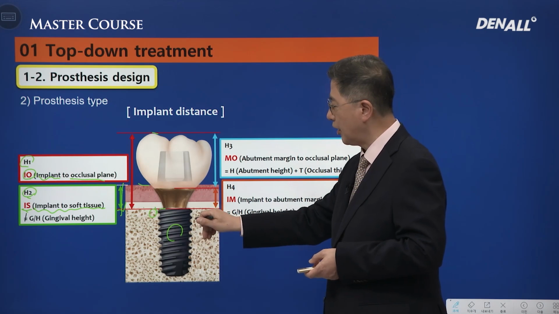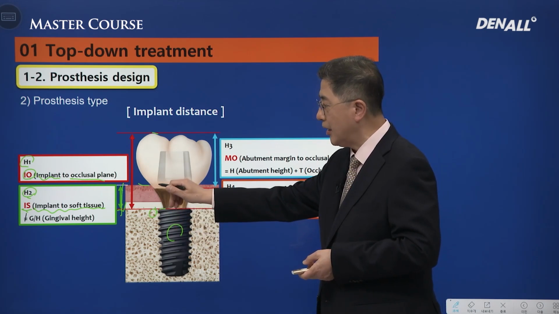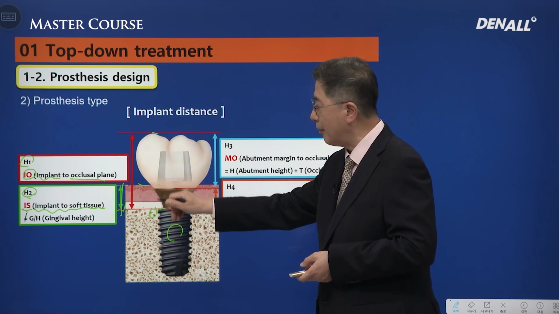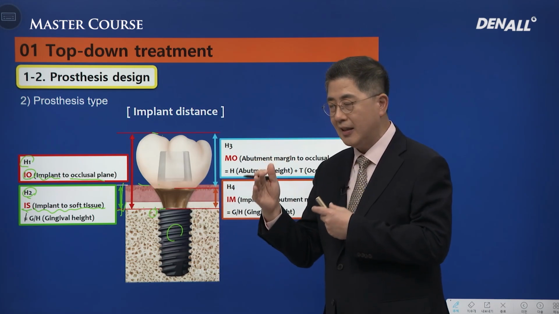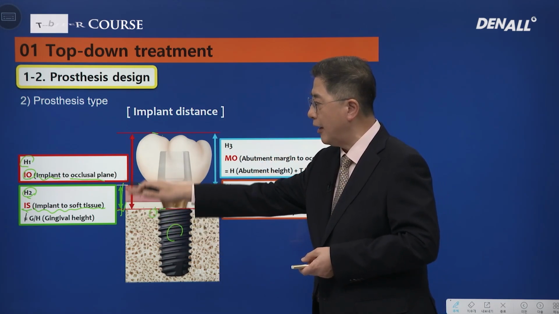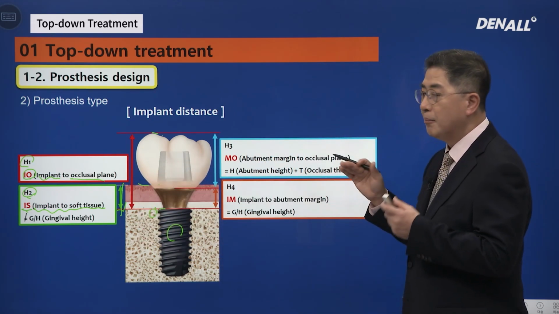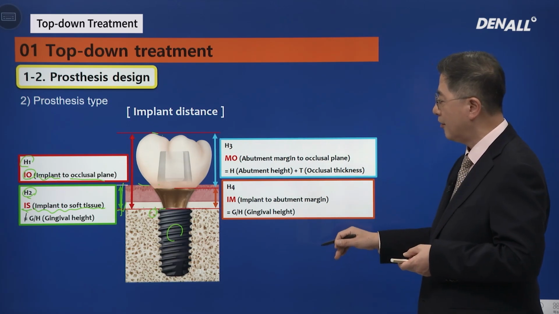These are the three factors that should be considered upon implant placement. The implant needs to be inside the bone. There needs to be 3 millimeters of space with the gingival margin. And from the implant top to the antagonist, there needs to be over 9 millimeters of space.